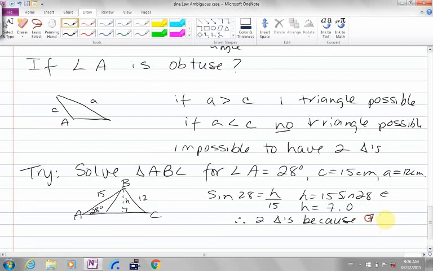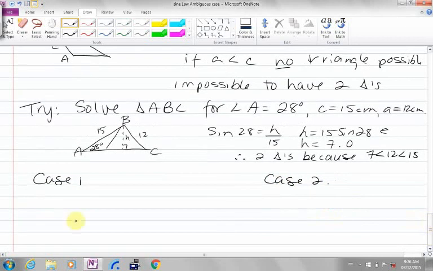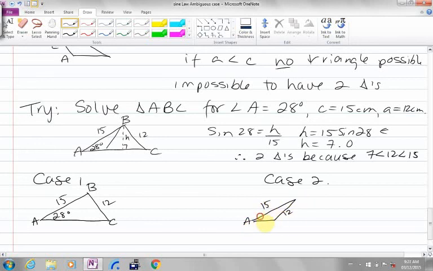So because 12 is between 7 and 15. All right, so case 1, case 2. For case 1, I always want to do the acute angle at C first. So this is 15 and this is 12. Case 2. So 15, 12.